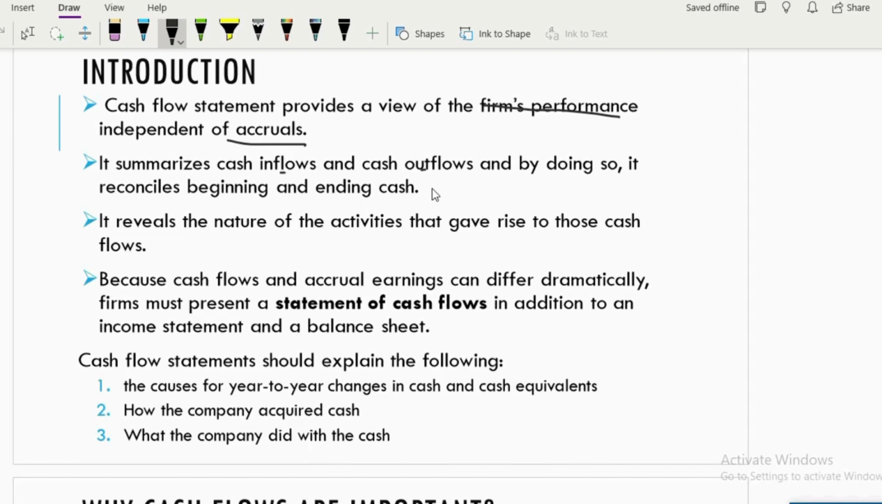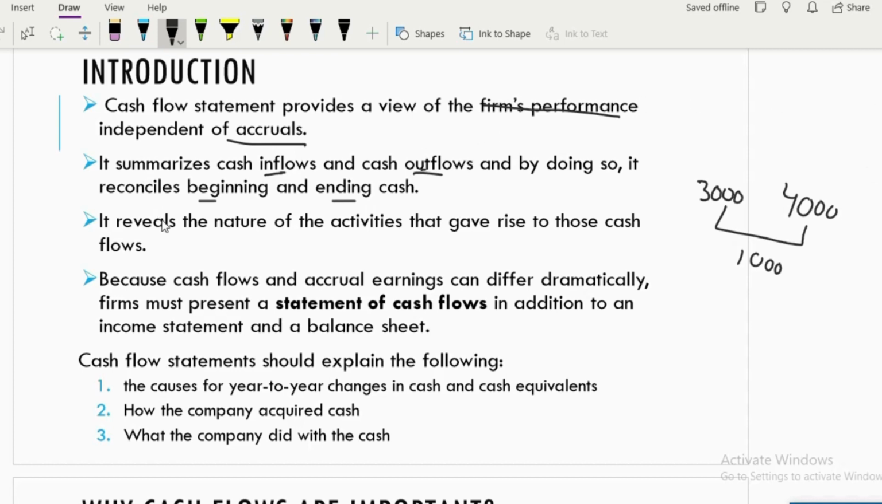It also summarizes the cash inflows and cash outflows, and that helps us analyze why the beginning cash is different from the ending cash balance. Let's suppose your beginning cash balance in last year's balance sheet is 3,000, and the current year balance sheet shows a cash balance of 4,000, so there is an increase of 1,000. Why did this increase happen? All the inflow and outflow activities will be listed in the cash flow statement, so it will be easy for us to interpret why the cash increased or decreased during the year.